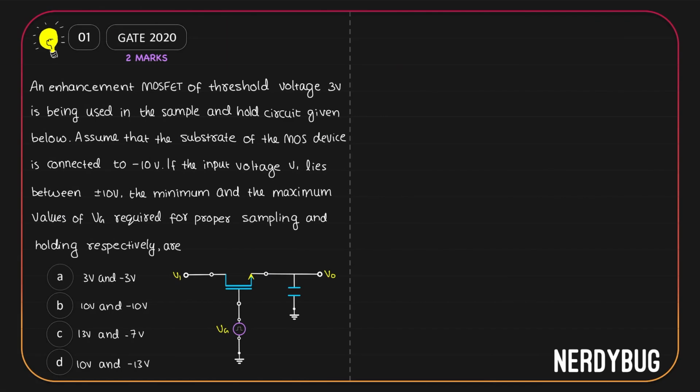This is our first problem. An enhancement MOSFET of threshold voltage 3 volt is being used in the sample and hold circuit that is given. Assume that the substrate of the MOS device is connected to minus 10 volt. The input voltage V1 lies between plus and minus 10 volt. What we have to find out is the minimum and the maximum values of Vg required for the proper sampling and holding.